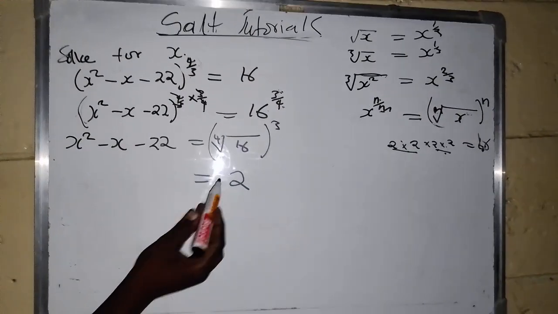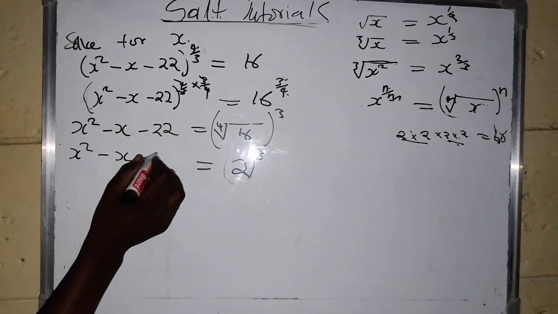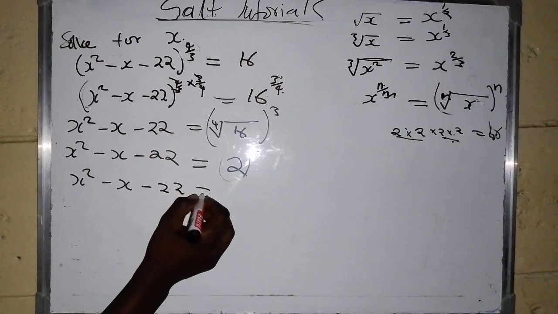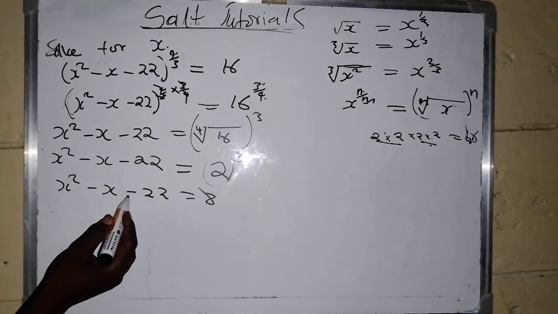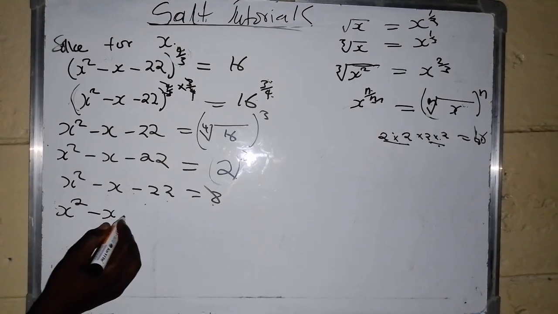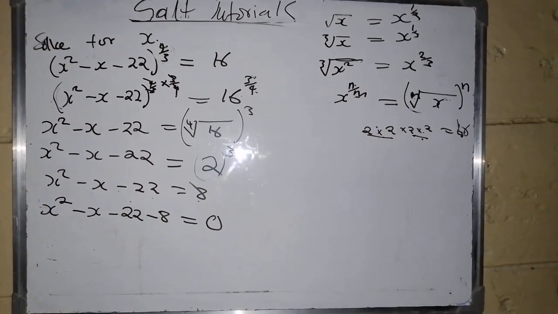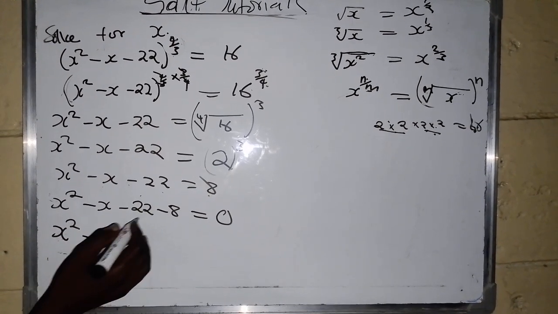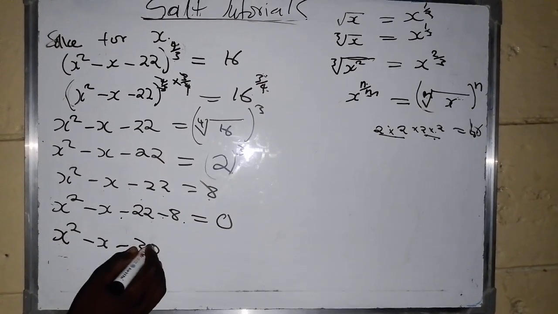So the answer should be raised to a power what? 3. So I have x squared minus x minus 22 to be equal to 8. So this is still a quadratic. I'm looking at x squared minus x minus 22 equal to 8. So we're solving this quadratic, which will be in the form of x squared minus x minus 22 minus 8 to be equal to 0. This is the same as x squared minus x minus 30, which is equal to 0.